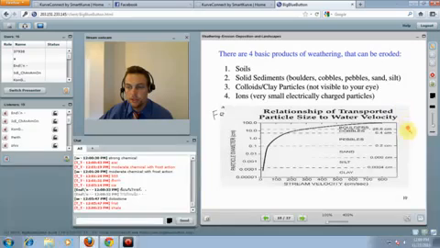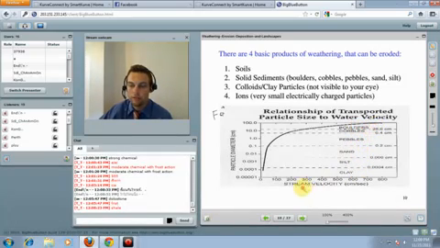This concept is hopefully pretty easy to understand. This graph makes it look confusing, but all this is saying is that the particles that are the smallest are transported the easiest. So we talked about that earlier. The big particles, boulders, is the biggest up here, solid sediments. Boulders is the biggest, clay is the smallest, and you have everything in between.